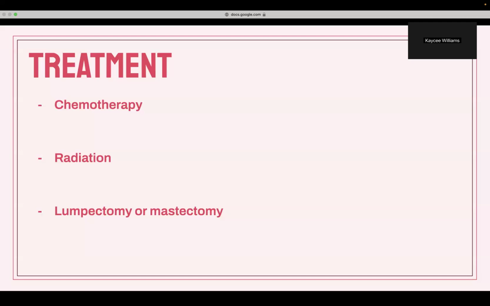I also wanted to say that chemotherapy and radiation can also be used in addition to a lumpectomy or mastectomy, maybe to shrink the size of the tumor before they go in and try to remove it.